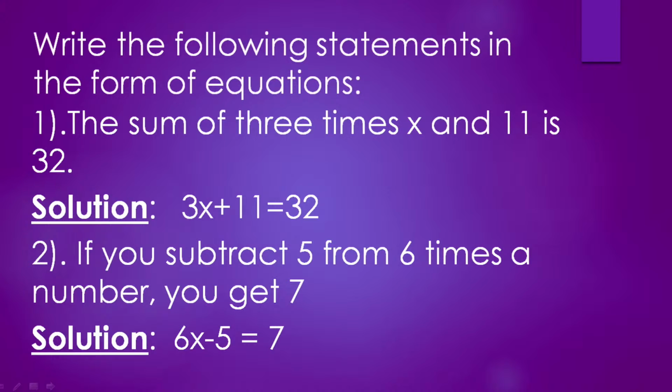We have examples here. The sum of 3 times X and 11 is 32. Children, how we can write this? 3 multiplied by X plus 11 is equal to 32. Likewise, one more example. If you subtract 5 from 6 times a number, you get 7. Can I write it as 6 times a number means 6 into X minus 5 is equal to 7.